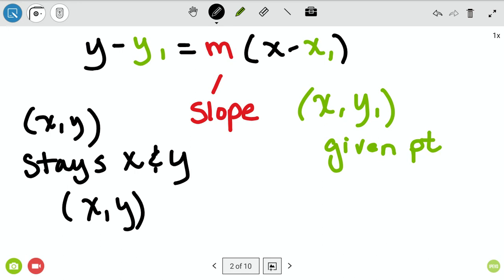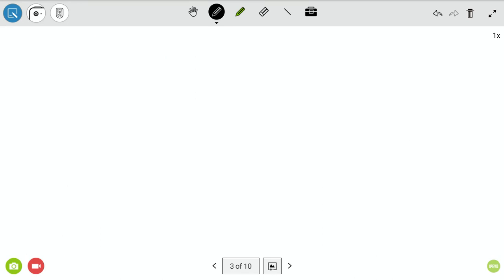All right, so let's do an example, and I think as we walk through these a little bit more and I show you kind of what you can do with point-slope form, it'll become a little bit more clear.